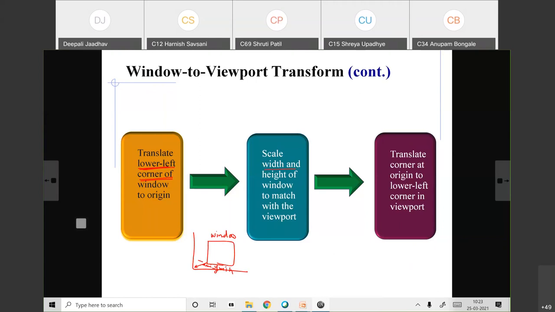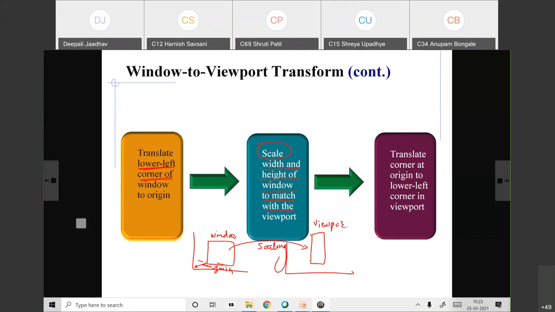Scale the width and height of the window to match the viewport. Whatever the size of the viewport we want. Suppose I want this size of the viewport. To match this viewport size, what we need to do? We need to scale it. Then apply the scaling here so that the window matches the width and height of the viewport. This is our viewport, for example.